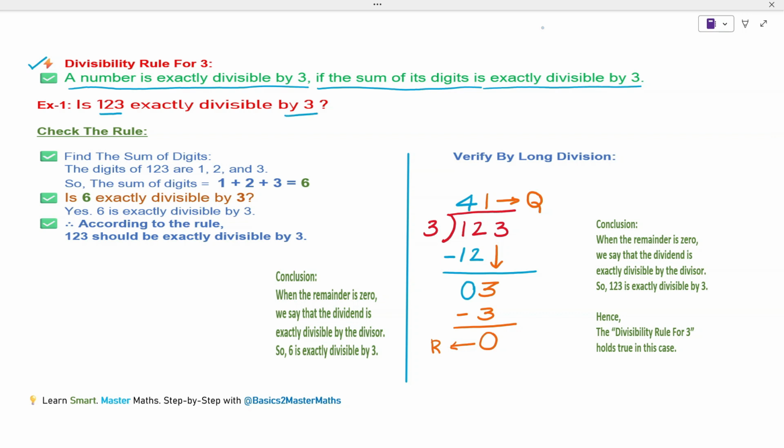Check the rule. First, find the sum of digits. Here, the digits of 123 are 1, 2 and 3. So, the sum of digits equals 1 plus 2 plus 3 gives you 6. Next step, is 6 exactly divisible by 3? Check it.